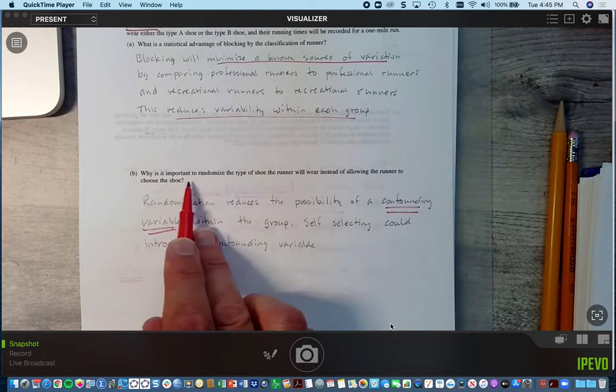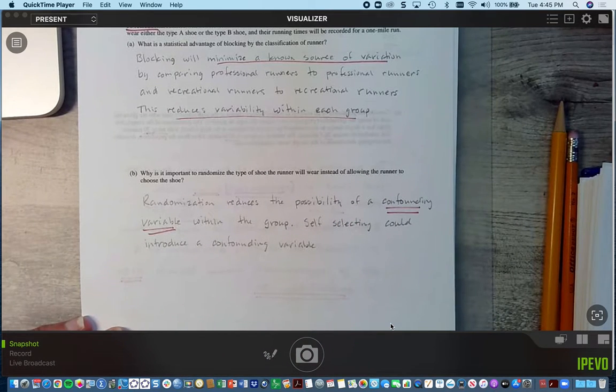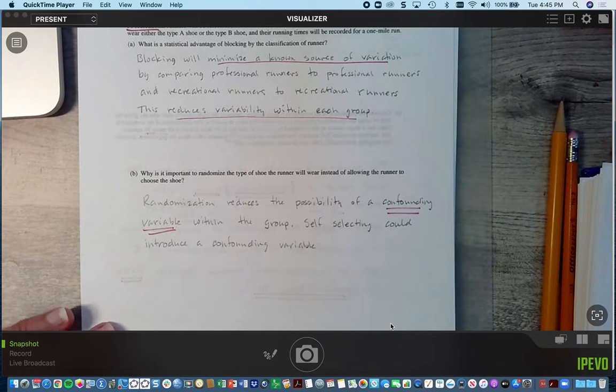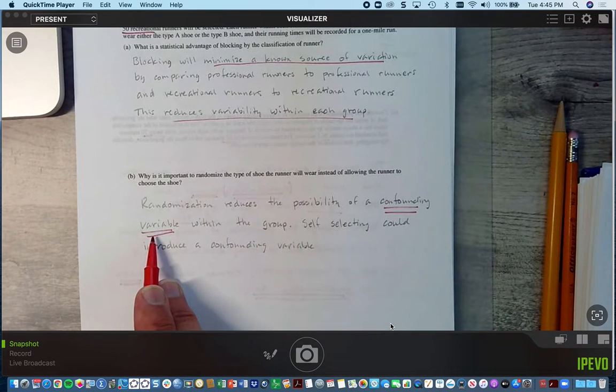Okay, so why is it important to randomize the type of shoe the runner will wear instead of letting them pick their own shoe? So if you think about it, I think this is probably more pronounced with the professional runners. They know what shoes they like and they know what shoes work well for them. And so they're probably going to pick that shoe, which in that case, they're going to end up running faster. If we force them to wear one shoe or the other, then we're going to get a better idea about how the performance of the shoe works. So randomization reduces the possibility of confounding variables, and that confounding variable would be just the familiarity with the shoe. The shoe that you like is a shoe that's comfortable, that you're going to be able to run fast in.